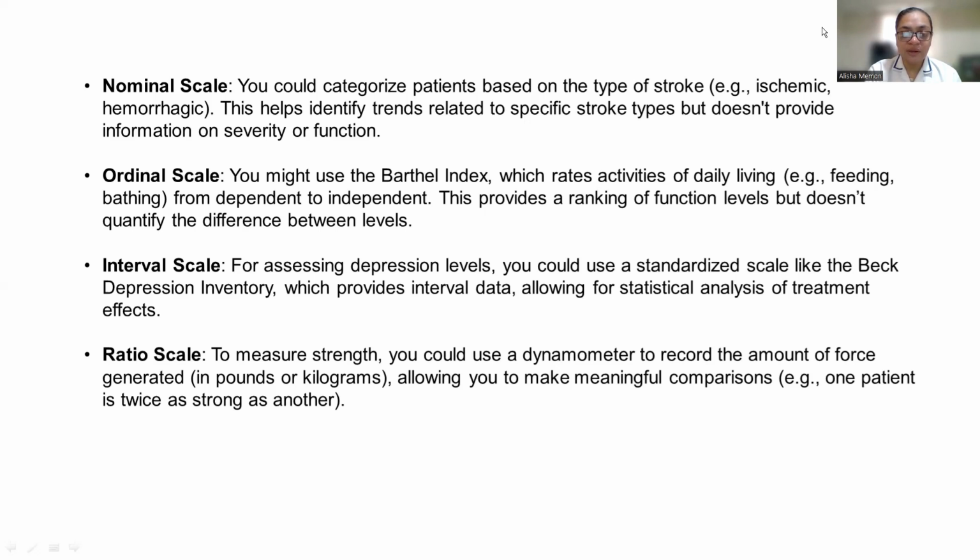Ratio scale to measure strength, which was the first main example that we took, the effect of a rehabilitation program on motor function, that is eventually measuring the muscle strength. We could use a dynamometer to record the amount of force, which will help us get comparisons between the patients, and it will also have a zero starting point. So this is how we can incorporate different scales of measurement in choosing a better outcome measure for the research study that we are trying to conduct.